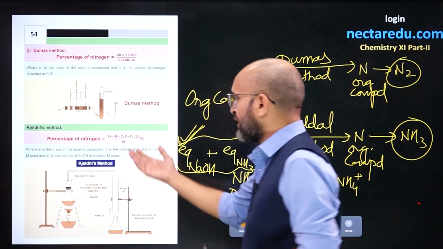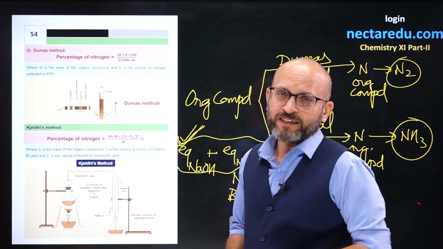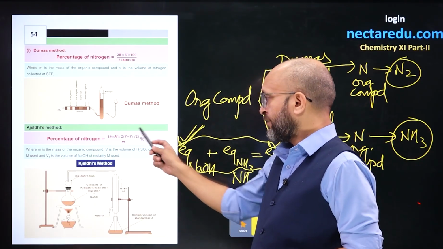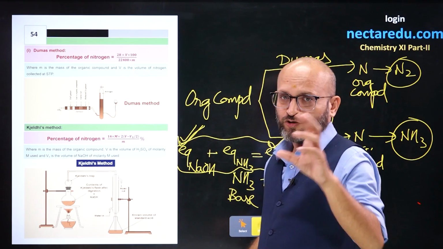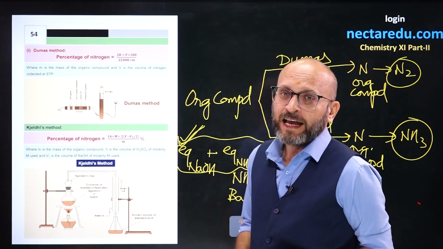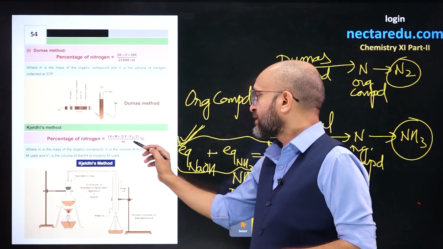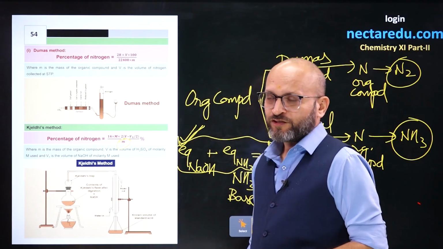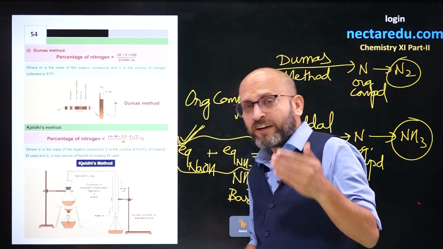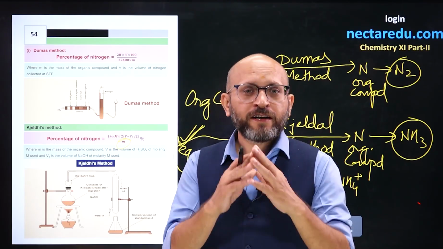For Kjeldahl method, we have a formula over here, and using this formula, we can calculate the percentage of nitrogen in the given organic compound. Here, M is the molarity of the acid used, V is the volume of acid used, and V1 is the volume of NaOH that is used to back titrate. And m is the mass of the organic compound. So putting these values, you can easily calculate the percentage of nitrogen through Kjeldahl method. It will be explained in the given problem whether we are following Kjeldahl method or Dumas method.